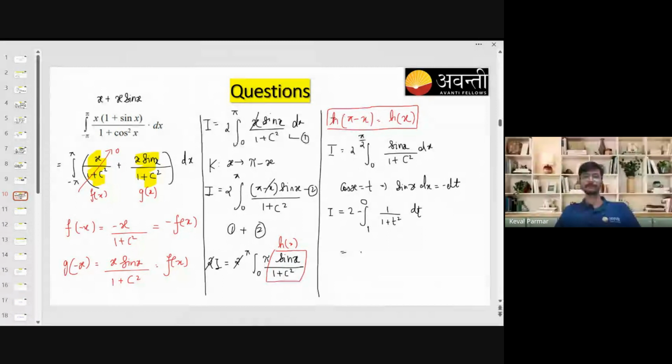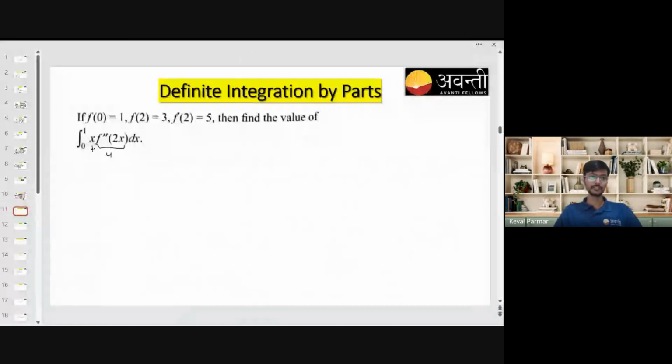Next is definite integration by parts. So definite integration by parts is best understood, I think, with an example. So again, this is a JEE example. JEE means we can use a UV rule. So let this be the function u, let this be the function v. Or as you say, the first function and the second function. So how to integrate it?